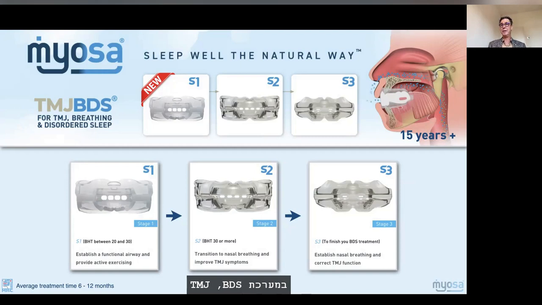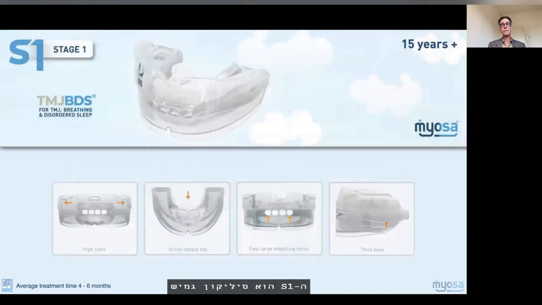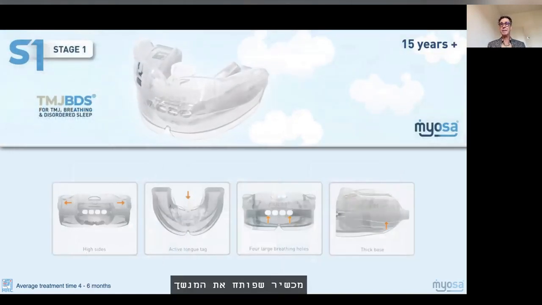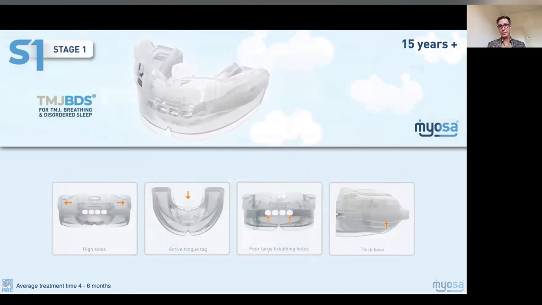In the TM joint BDS system, we have 3 different appliances: S1, S2, and S3. And they all can be used in one treatment. But also here, it's important to do breathing tests and to know which appliance you are going to start with. The S1 is a flexible silicone appliance that is opening the bite more than 5 millimeters. So mouth breathing is really easy because of the large breathing holes.